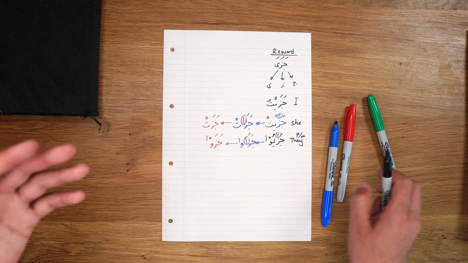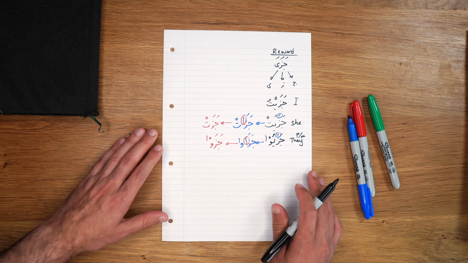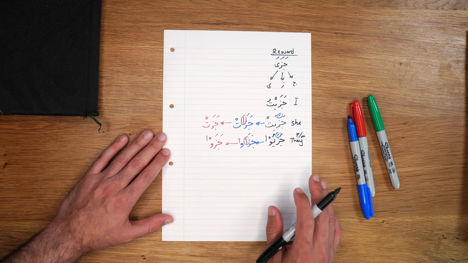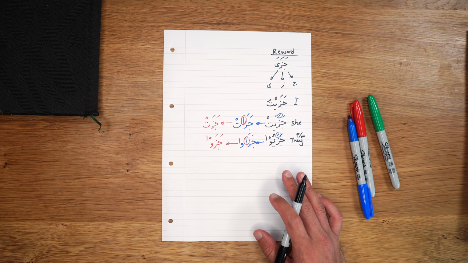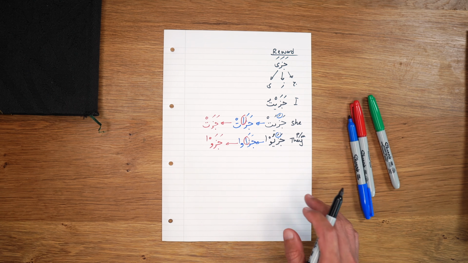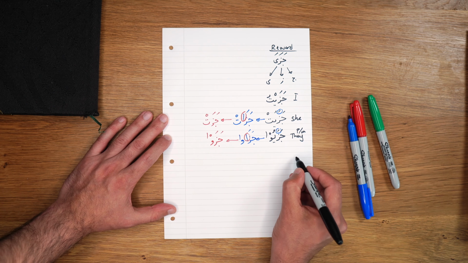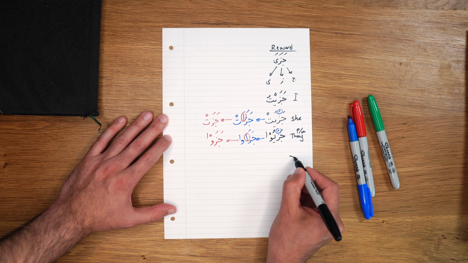Once you've grasped the whole concept behind it, it is very, very simple to get your head around. So this is one example, jaza. Okay, let's try another word now. Let's try khala yakhlu. So khala.